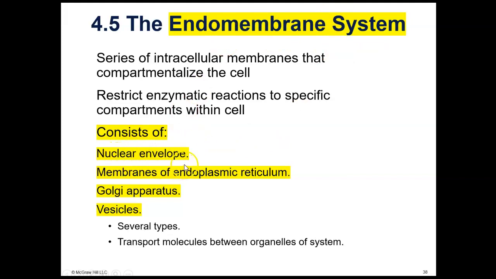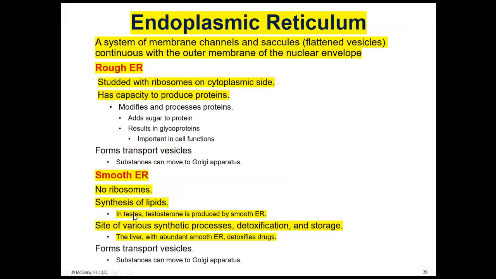It consists of the nuclear envelope, not inside the nucleus, but the actual nuclear envelope, the endoplasmic reticulum, which is attached to the nuclear envelope, and the Golgi apparatus, and then transport vesicles. And so the endoplasmic reticulum is a component of that endomembrane system. It's a system of membrane channels and saccules. Saccule means flattened vesicles, little sacs. Continuous with the outer membrane of the nuclear envelope. That means that the ER is attached to the nucleus at the nuclear envelope.